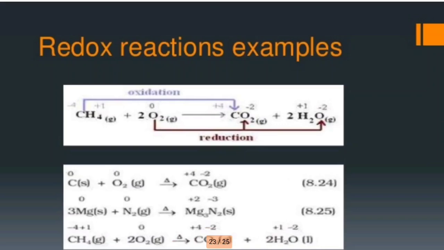In redox reactions, you can see here this example, methane. In methane, CH4, carbon loses its hydrogen and gains oxygen, so it's called oxidation. Oxygen gains hydrogen, so it's called reduction. This example you can see step by step.